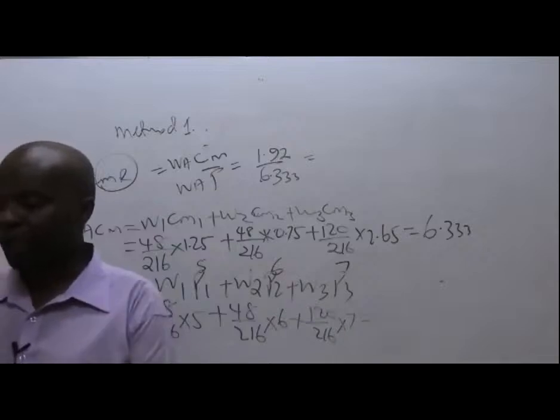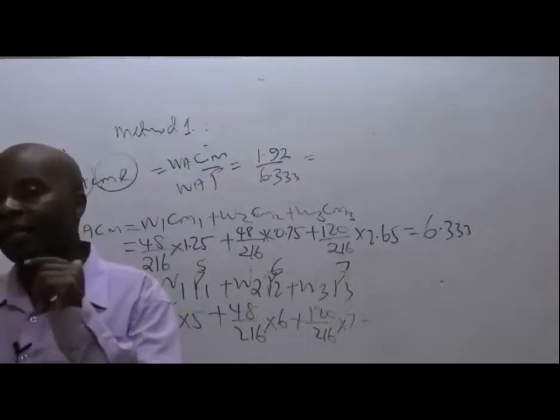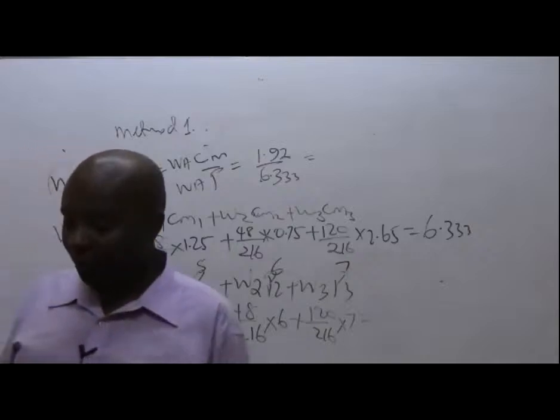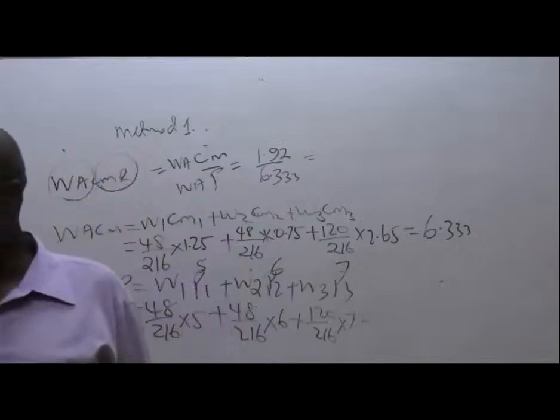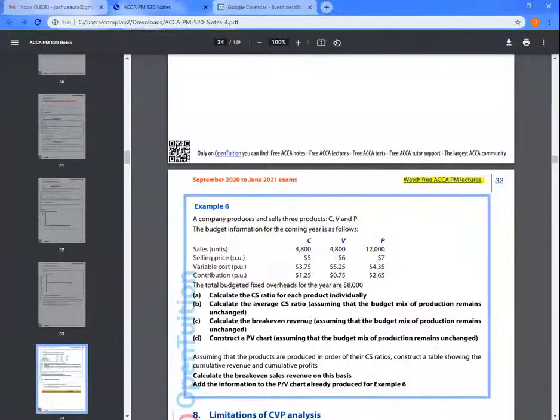So 0.303. Is this answer in agreement with the other answer that we got using the second method? Is it in agreement? Great. Now, ladies and gentlemen, I would want you to do me a favor: come and do part C for me, where they want us to calculate the break-even revenue. Just try part C yourselves.